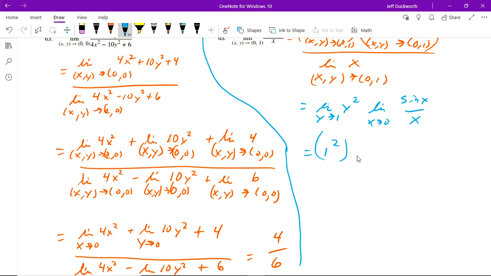And this part will be the same as the limit as x approaches 0 of the derivative of sine of x, which is cosine of x, over the derivative of x, which is 1. And this is L'Hopital's rule. So that's what we did there. And then evaluating at 0, cosine of 0 is 1. So that's just going to equal 1 times 1, which is 1.